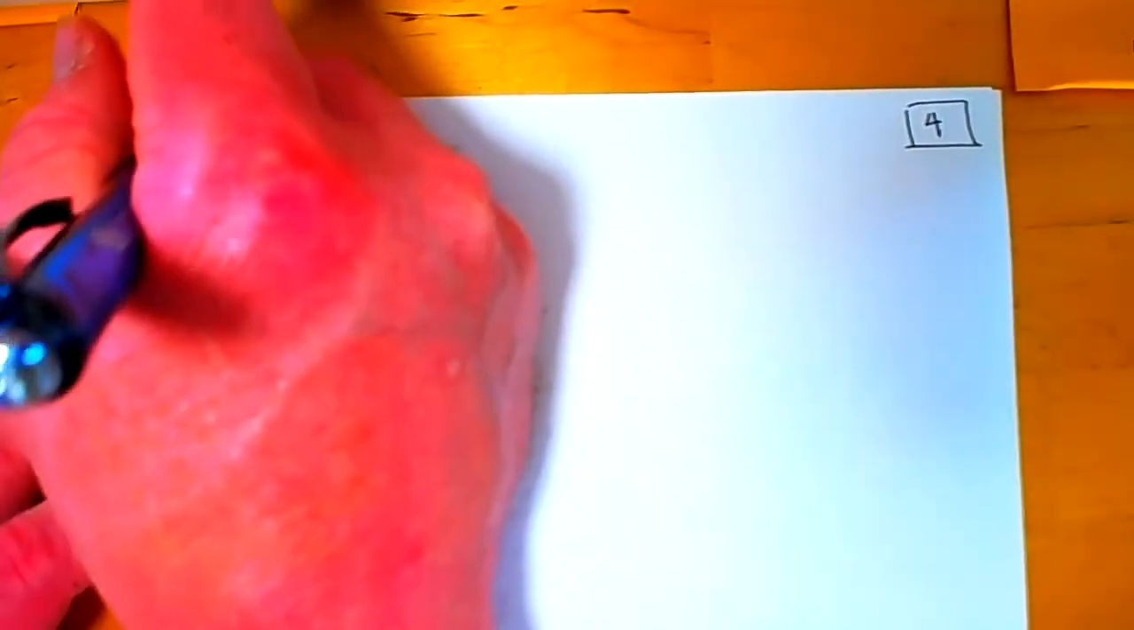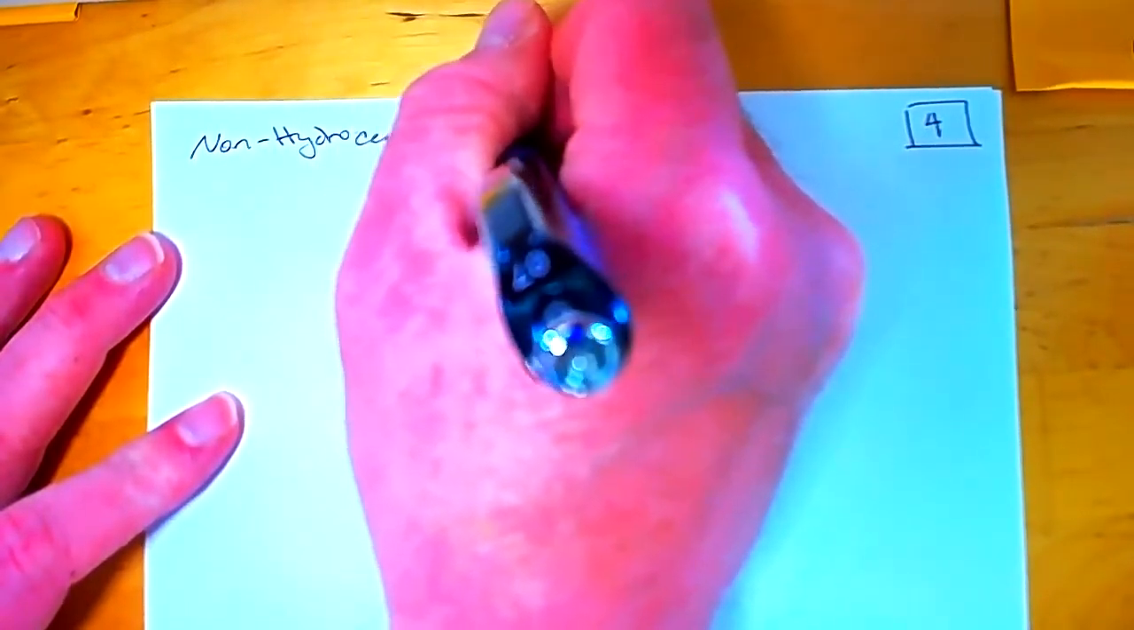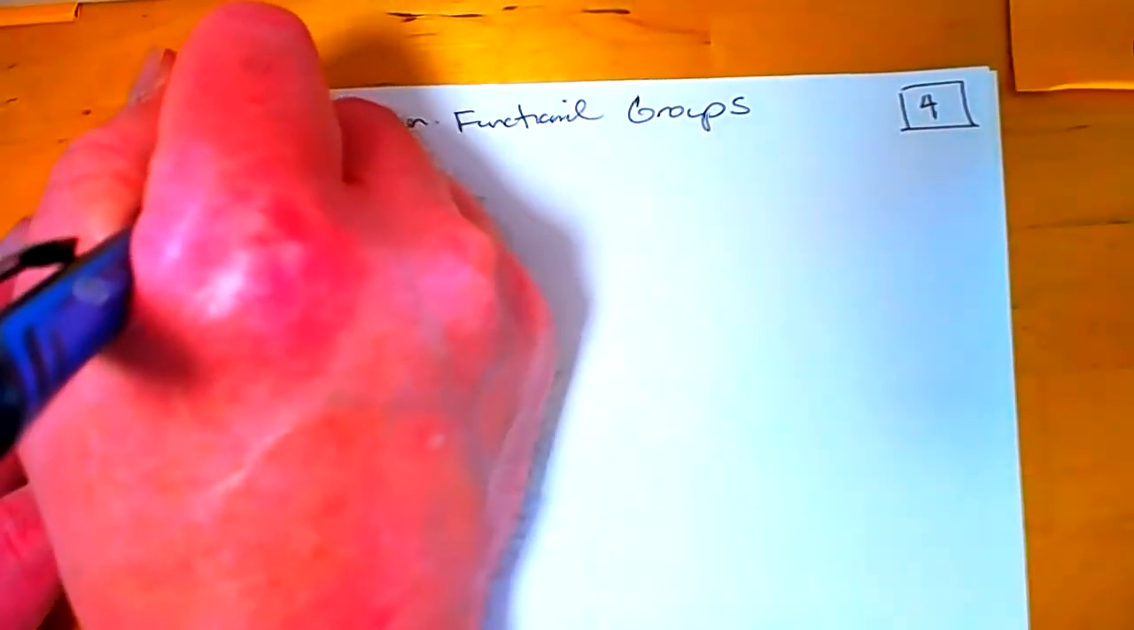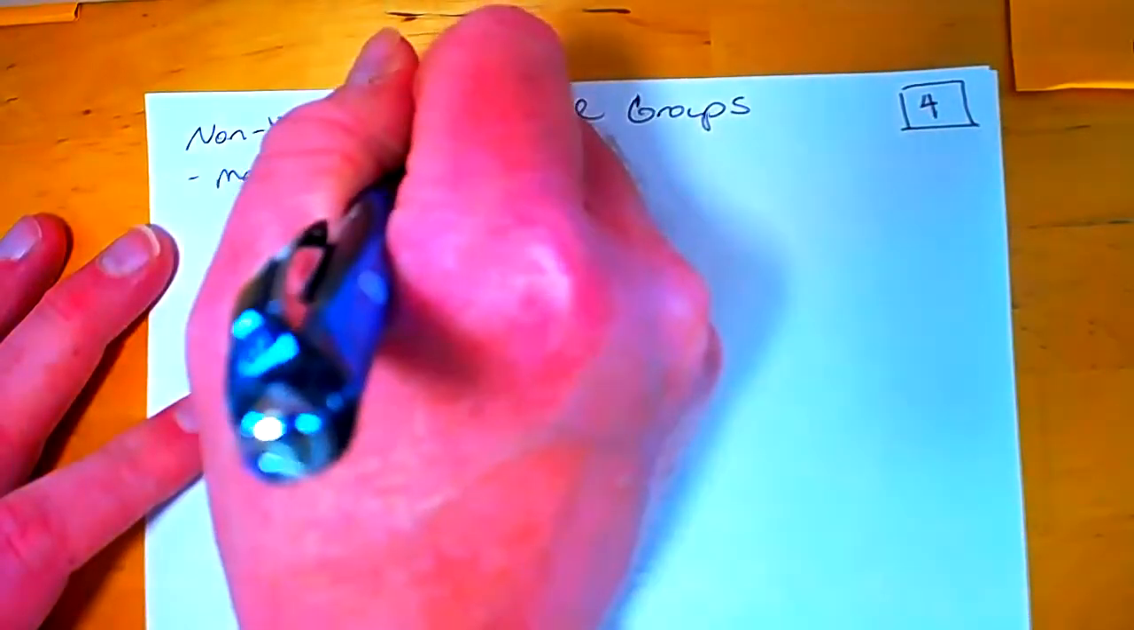All right, now we're going to start talking about some things that you're going to want to memorize for the upcoming exam. So this is by no means a comprehensive list, but these are the ones you should definitely get under your belt, okay, by exam one, because they are very common. So this is what I'm going to refer to as non-hydrocarbon functional groups. Okay, and you should memorize these by exam one.